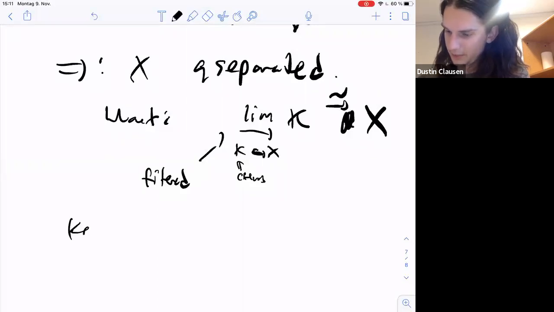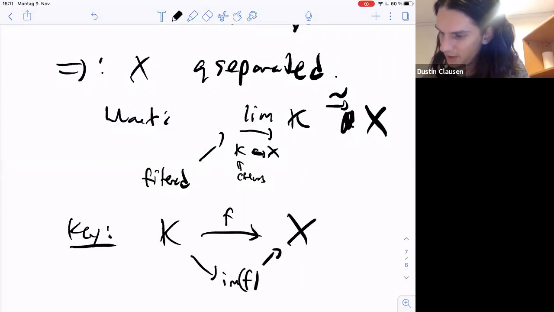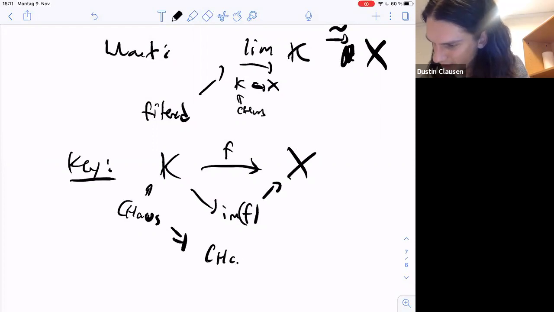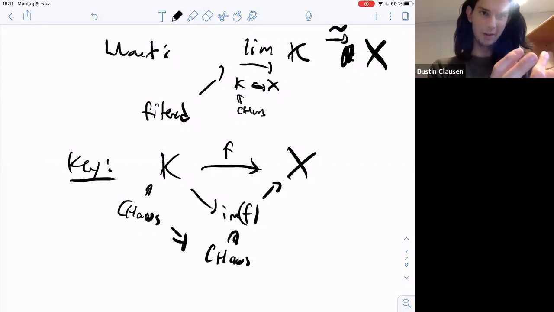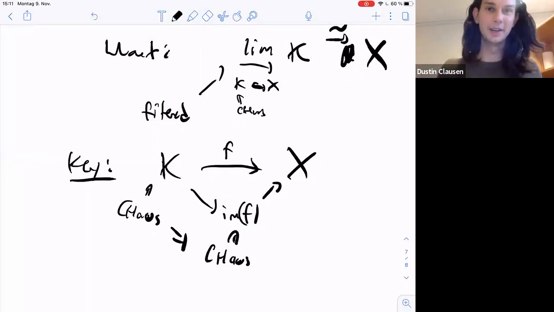So the key will be the following. If we have any compact Hausdorff space mapping to X, then we can take the image, something you can do in any topos. So that's a sub-object. So if this is compact Hausdorff, this implies that the image is also compact Hausdorff. So the image of a map from a compact Hausdorff space to a quasi-separated condensed set is represented by a compact Hausdorff space as well.